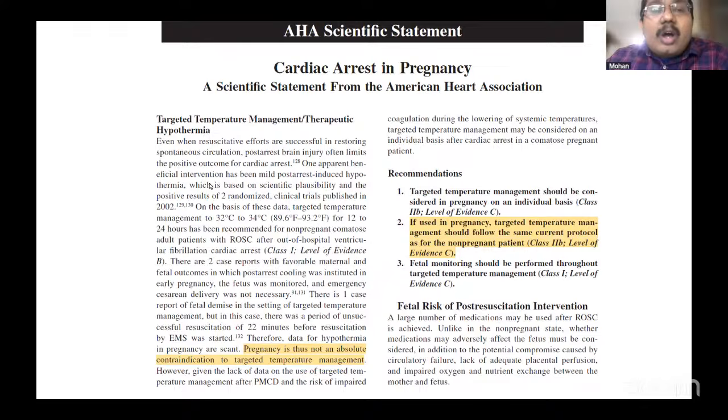In all the trials which I have talked about, pregnancy is a contraindication. So pregnancy was in exclusion criteria. But we have one scientific statement in 2015, which says that if used in pregnancy, targeted temperature management should follow the same current protocol as for the non-pregnant patient. So pregnancy is thus not an absolute contraindication to targeted temperature management. So we often don't find discussion on pregnancy, whether we need to give TTM or not. Yes, we can give. It is similar to non-pregnant patients, and this is the 2015 statement on cardiac arrest in pregnancy.